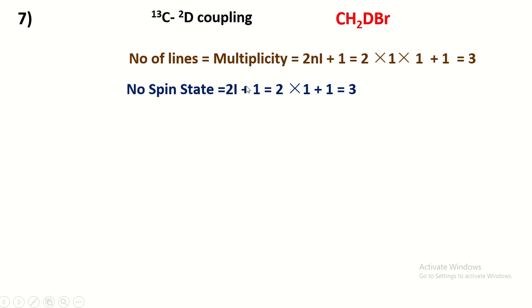Friends, we know that the number of spin states for deuterium is determined by the simple formula 2I plus 1. Therefore, I for deuterium equals 1. Therefore, 2 into 1 plus 1, that equals 3.